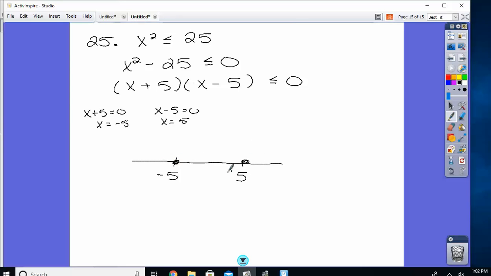These are the 2 places where it equals 0. Then we said it opens up, so it looks like this. You could look at it on your graphing calculator too. Less than means positives or negatives? Negatives. This horizontal line is where it equals 0. So if you're less than 0, I'm asking where you are below the line. So, is it bracket -5 and 5 bracket?